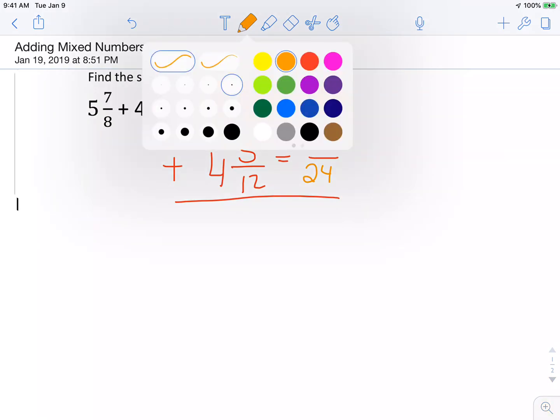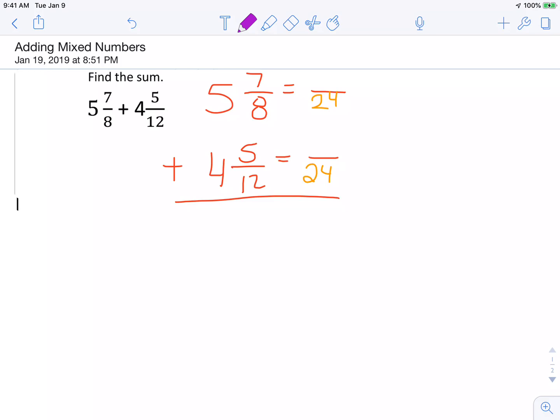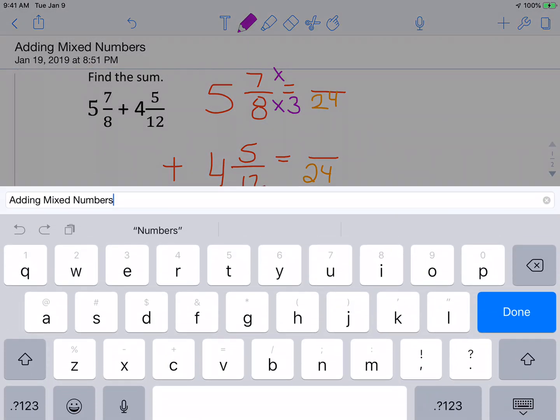Now, I'm not done. I have to make these numbers equivalent. And in order to do that, I have to ask myself, okay, let's look at the denominators. 8 times what equals 24? Well, 8 times 3 equals 24. Whatever you do to the bottom, you have to do to the top in order to keep it equal. So I have to multiply the top by 3.